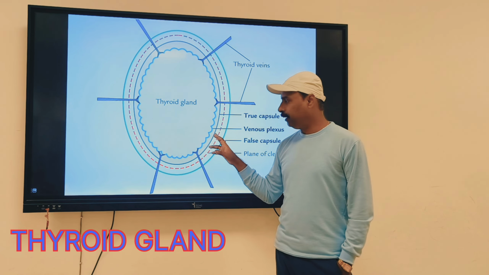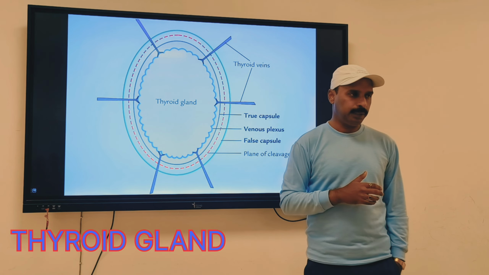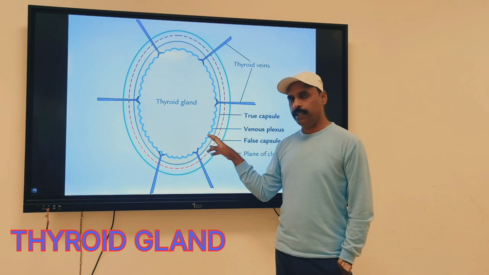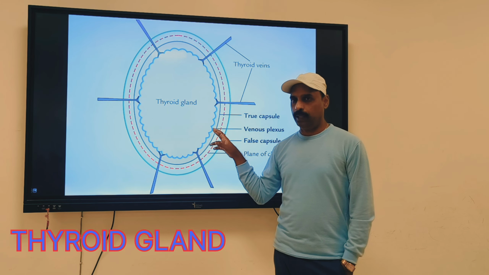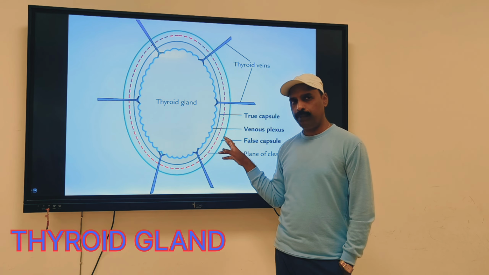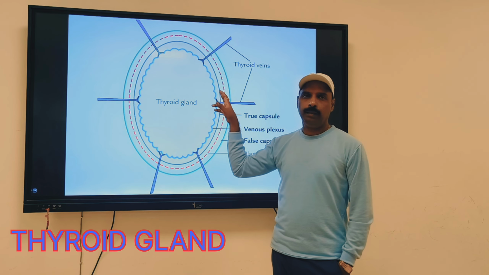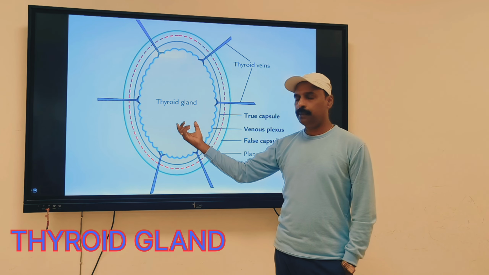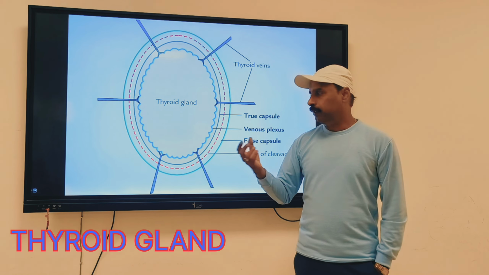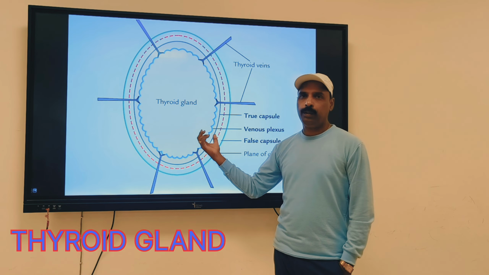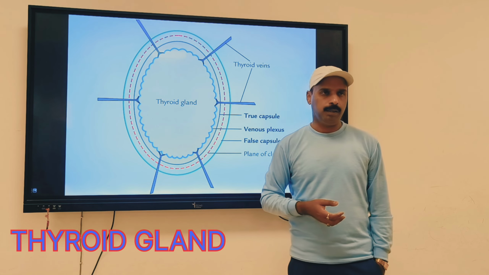So what I am saying is, in the thyroid gland you have to understand first the thyroid, then compare with the prostate gland. The venous plexus of the gland are situated deep to the true capsule. You have the false capsule first, second the true capsule, and deeper to that the venous plexus, and then the thyroid gland tissue. When we want to remove the thyroid gland, we remove it with the true capsule, and there is no chance of bleeding.